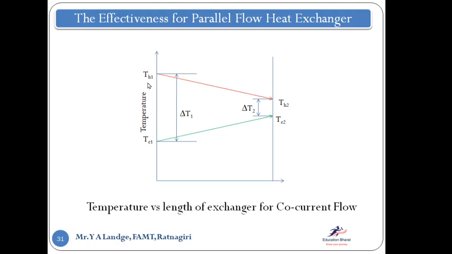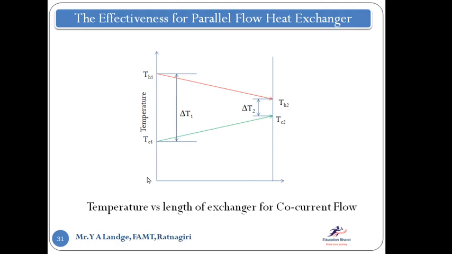Th1 represents the inlet temperature of the hot liquid. Th2 represents the outlet temperature of the hot liquid. Tc1 represents the inlet temperature of the cold liquid, and Tc2 represents the outlet temperature of the cold liquid, and delta T1 and delta T2 are the temperature differences between these two.